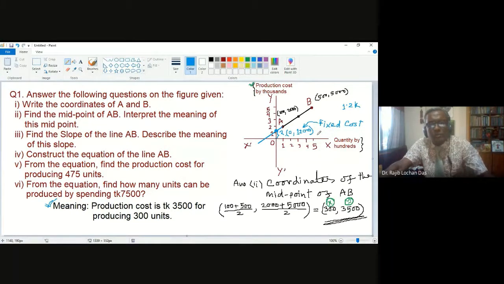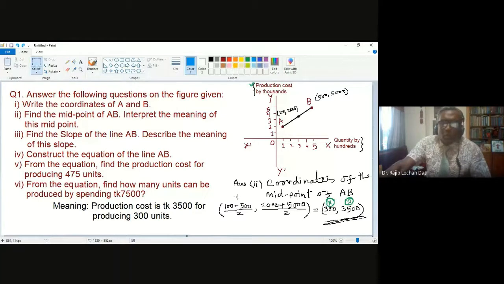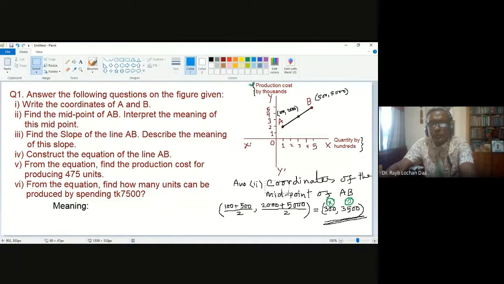So this is all. Let me now go to the third question. I am just erasing this blue color things. It is not a part of this question. So I am now going to the third question. Now read the question and try to do this. What to do? Find the slope of the line AB.